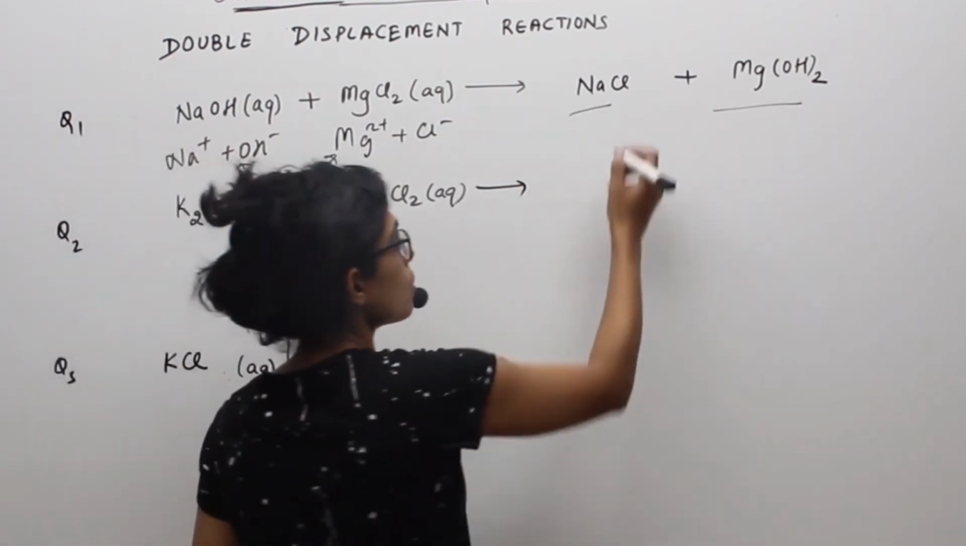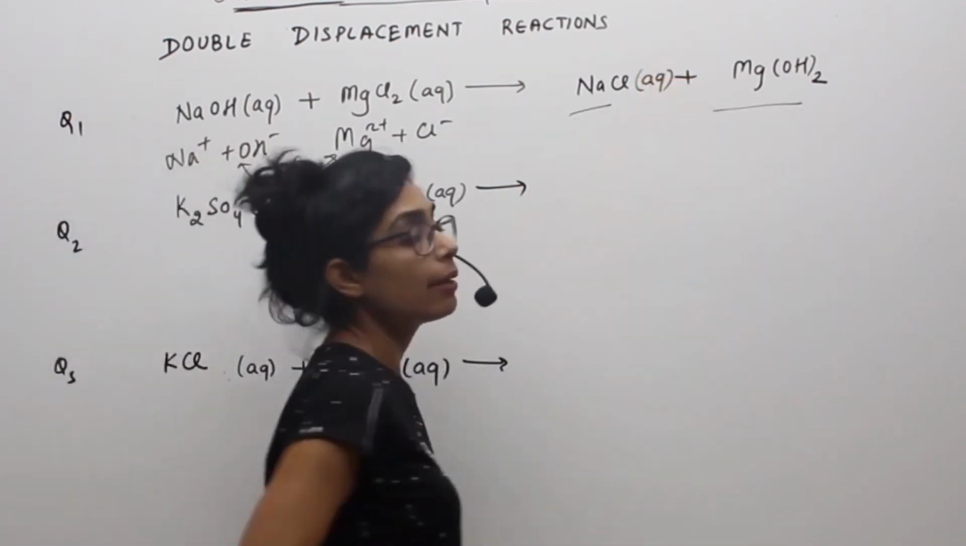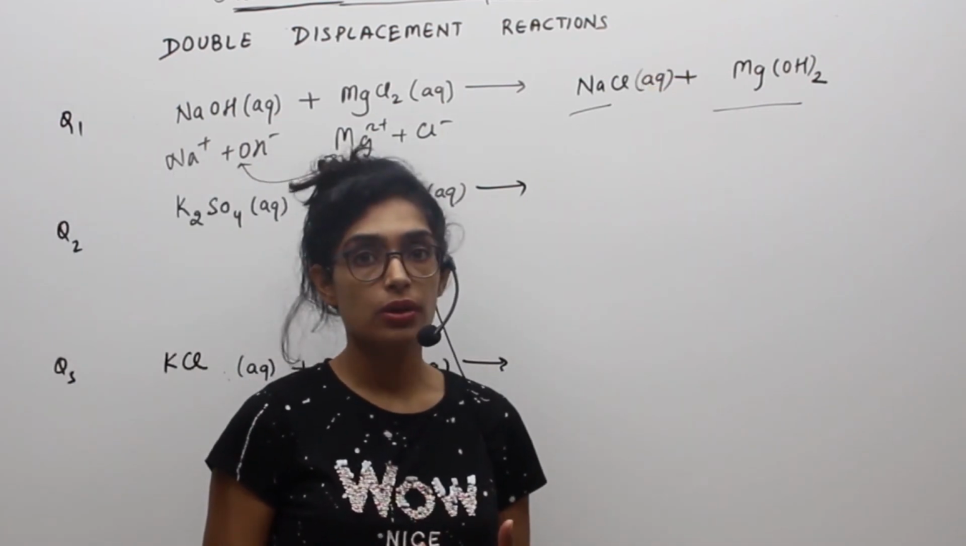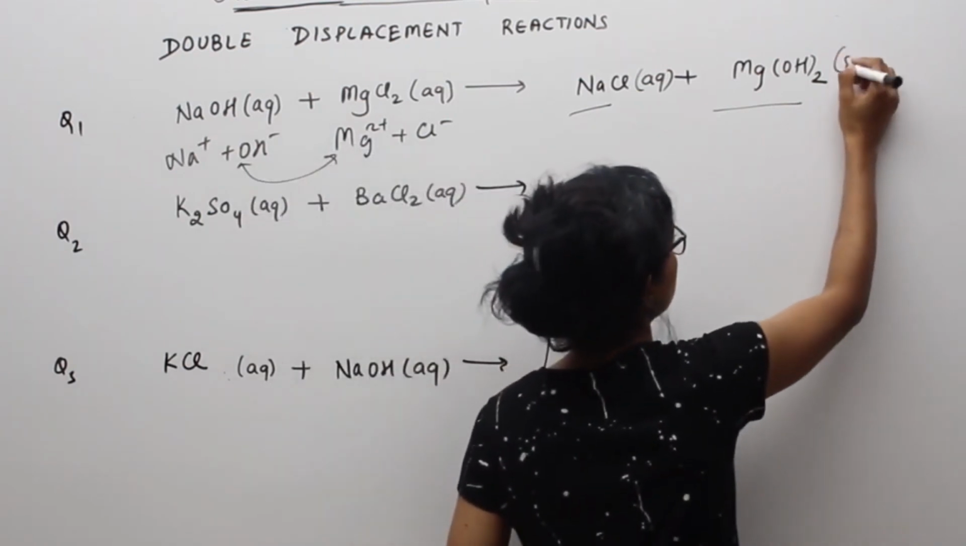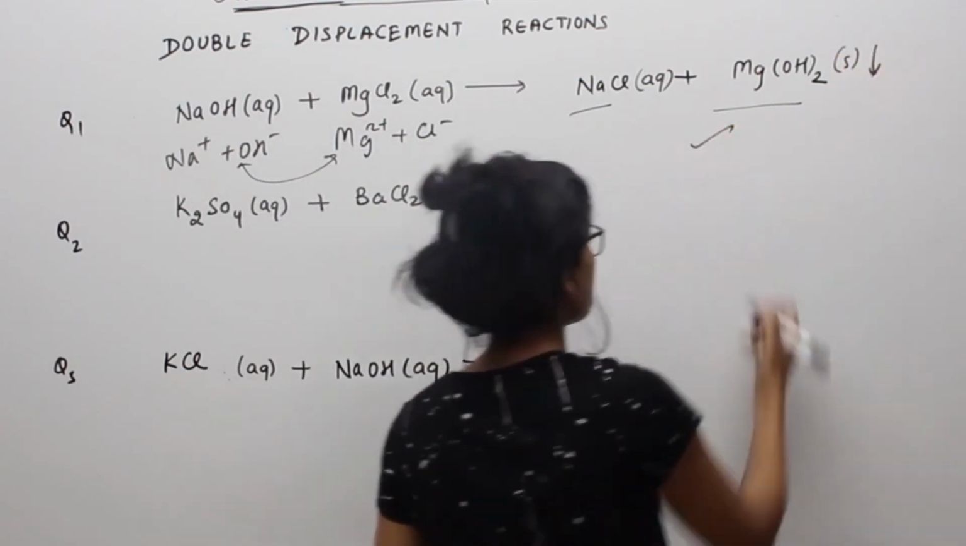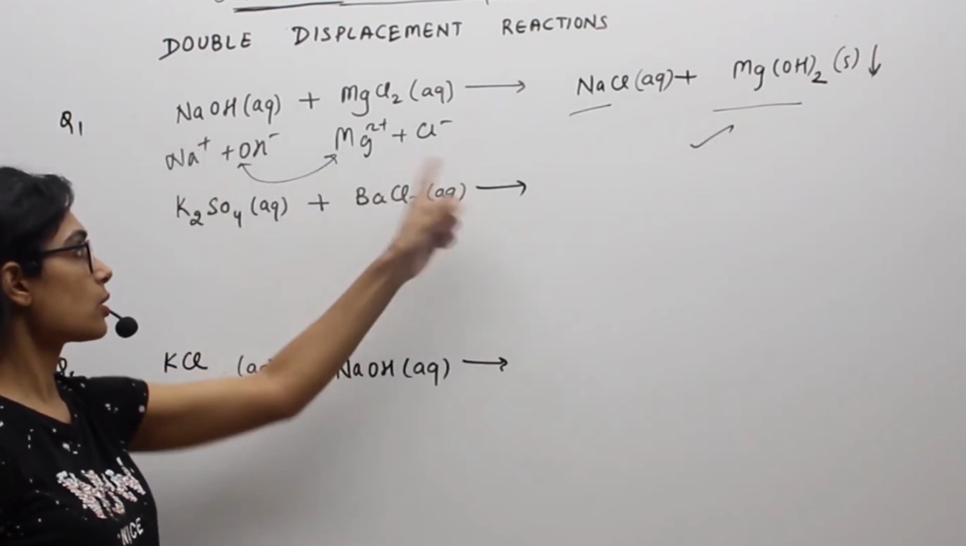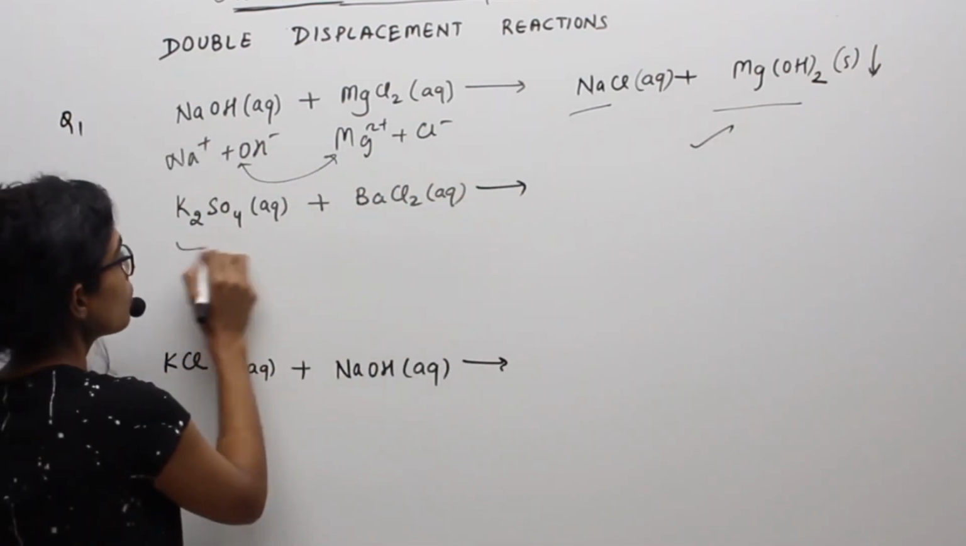NaCl, we already know this is soluble, so this will be in aqueous state. Mg(OH)2, magnesium hydroxide, is not a soluble substance and hence will form precipitate. So this reaction is quite possible. This is a double displacement reaction. This can happen. Okay. Now come to the next.